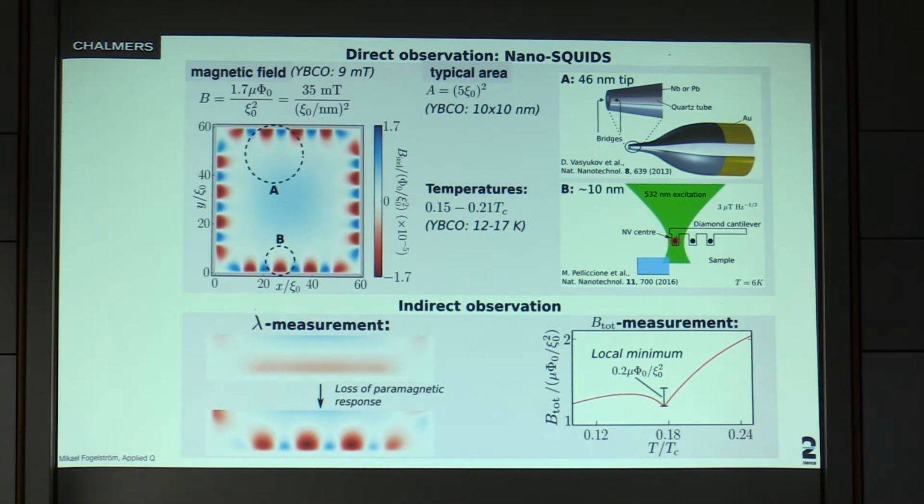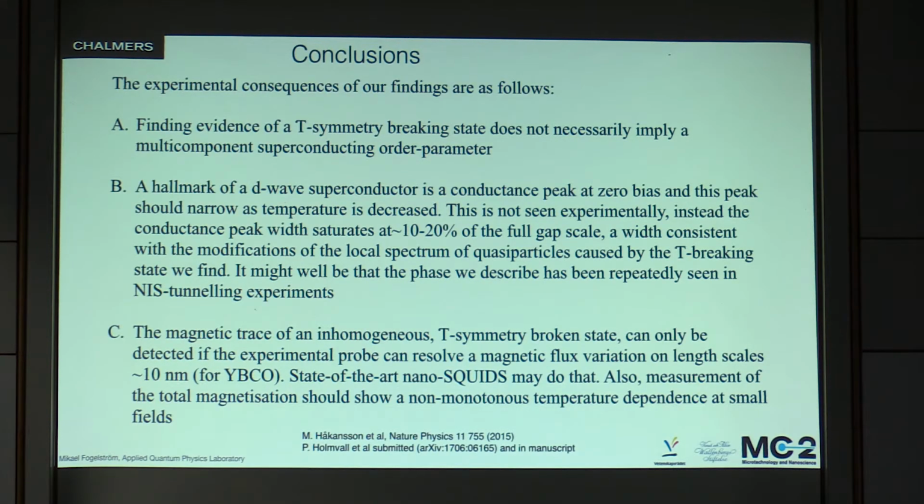Another thing that you can do is to see what the total magnetization is in this system. And it turns out that at a given magnetic field, the total magnetization goes down as you lower the temperature. And then when you enter into the new phase, you will see a kink. And this is something that should be possible to measure, actually. So there are alternatives. We're still working on finding more ways to possibly see this state. Fine. So then I come to my conclusions.